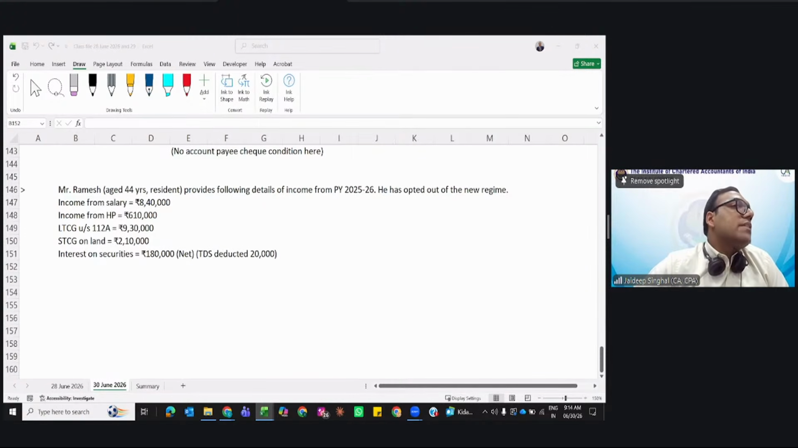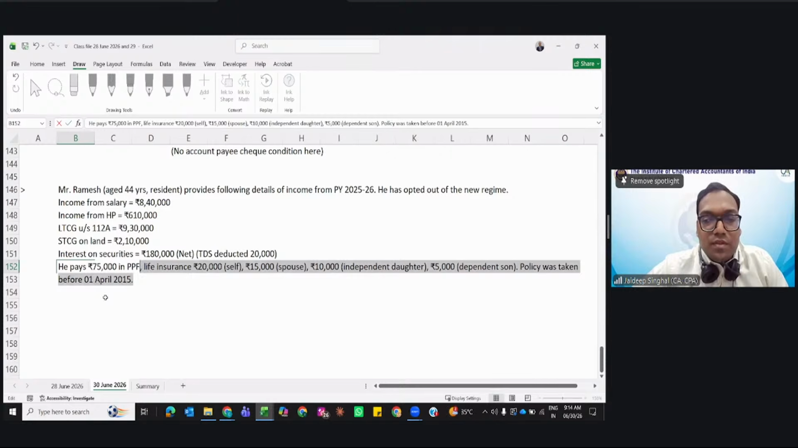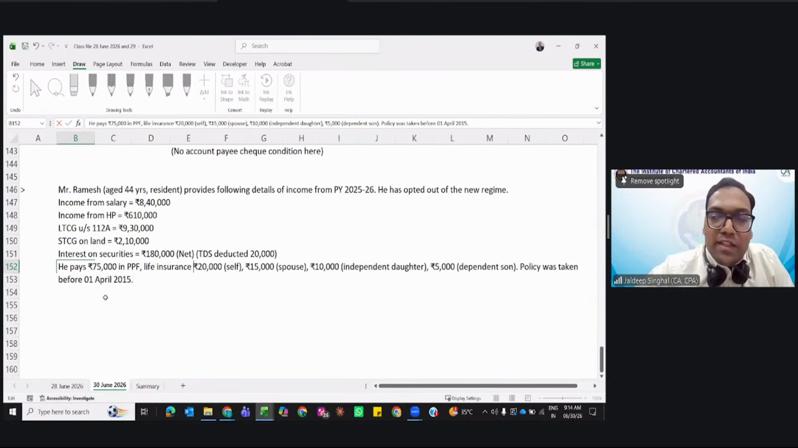Now, next comes PPF and life insurance. He paid 75,000 to the PPF and life insurance: 20,000 for self, 15,000 for the spouse, 10,000 for the independent daughter, 5,000 for the independent son, and they pay for the father as well. They paid 12,000 for the father. Do not try to copy right now, just understand it.